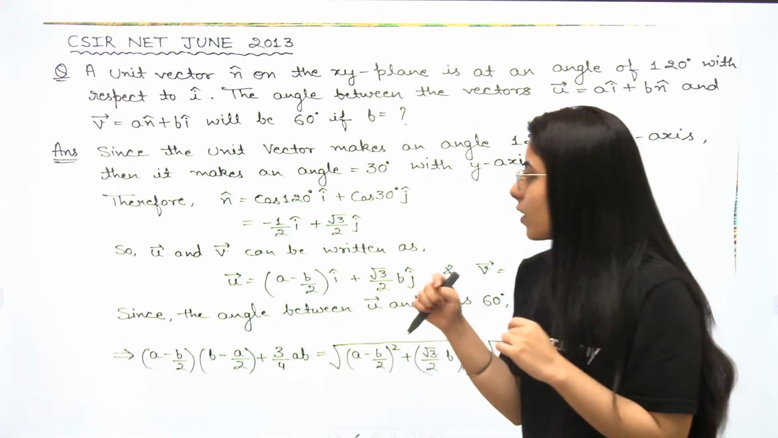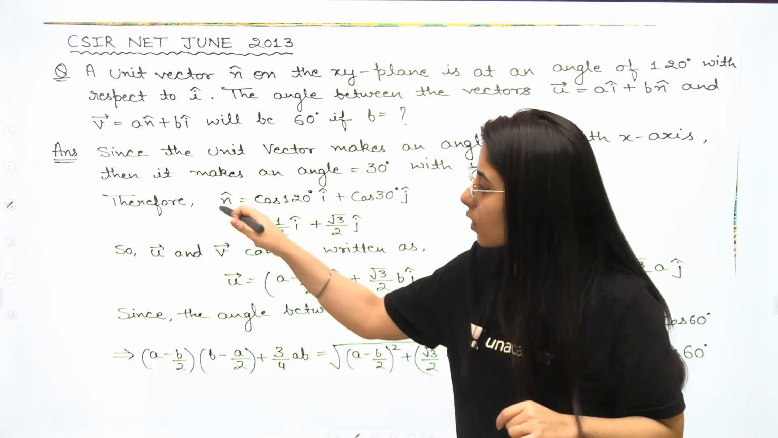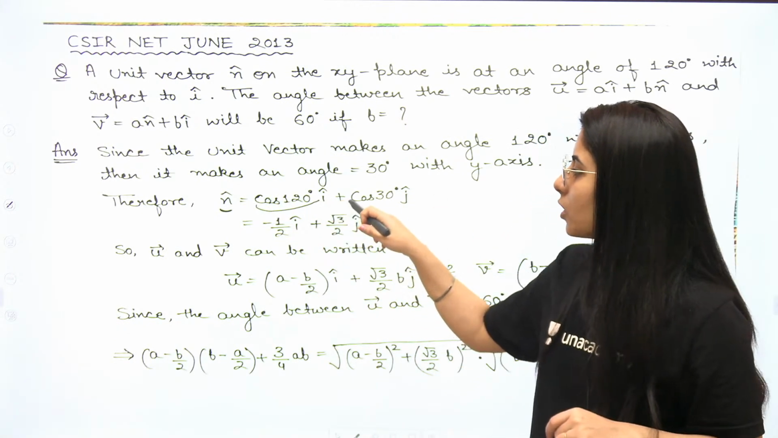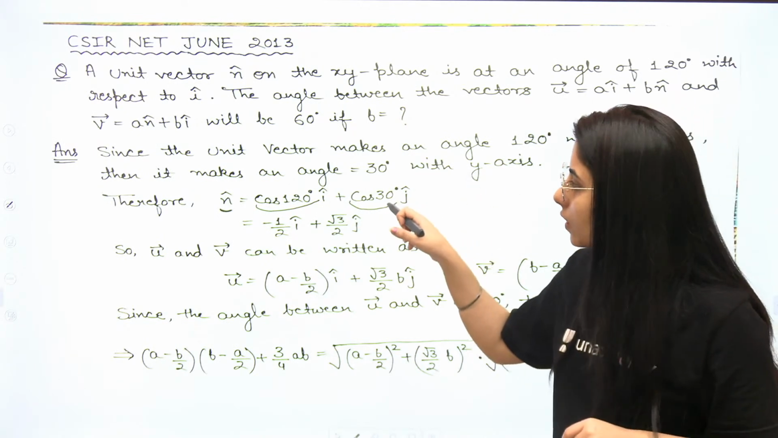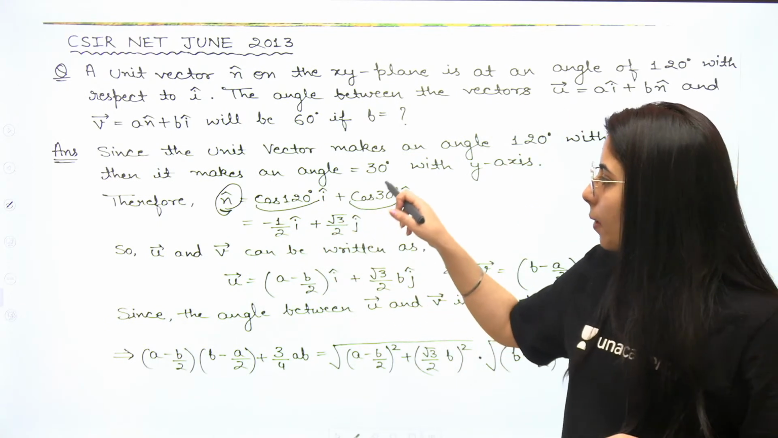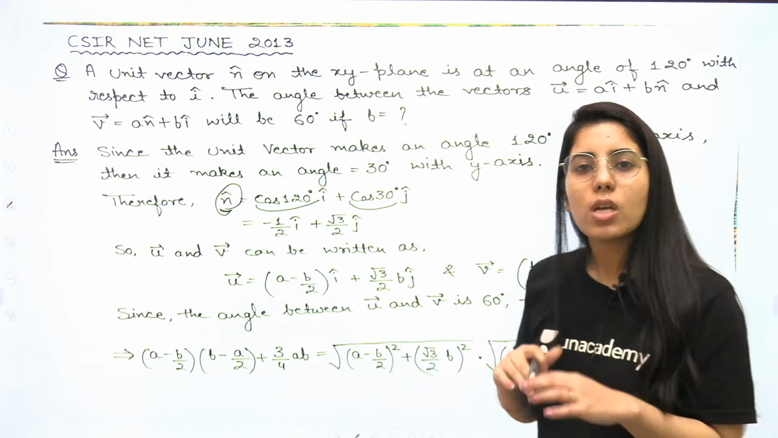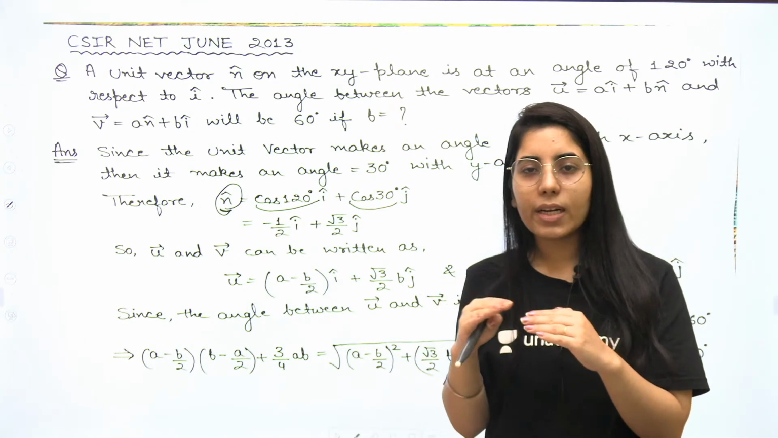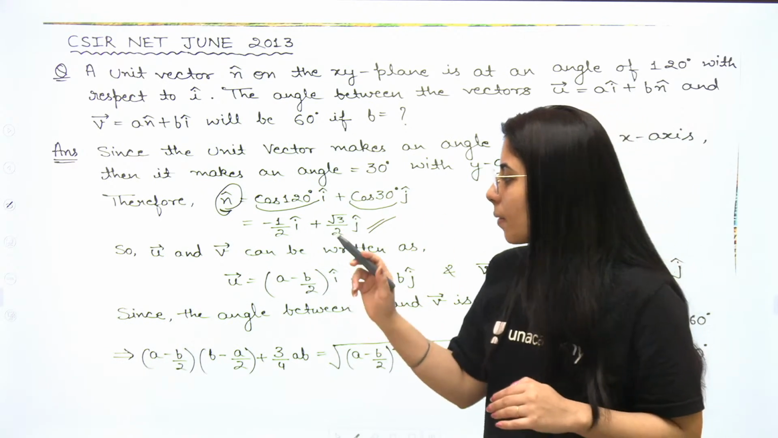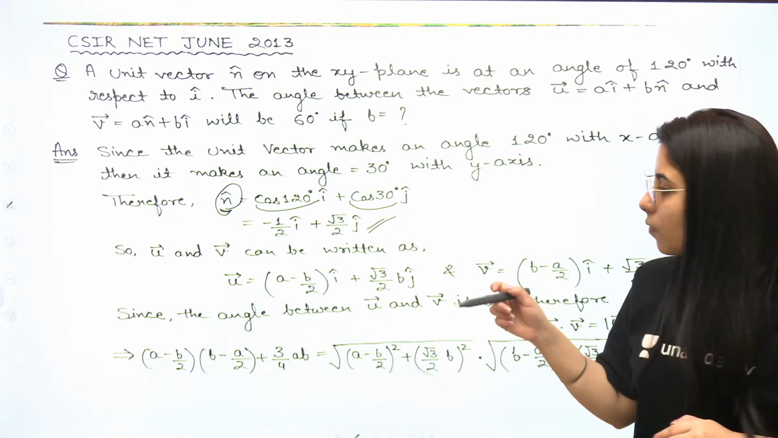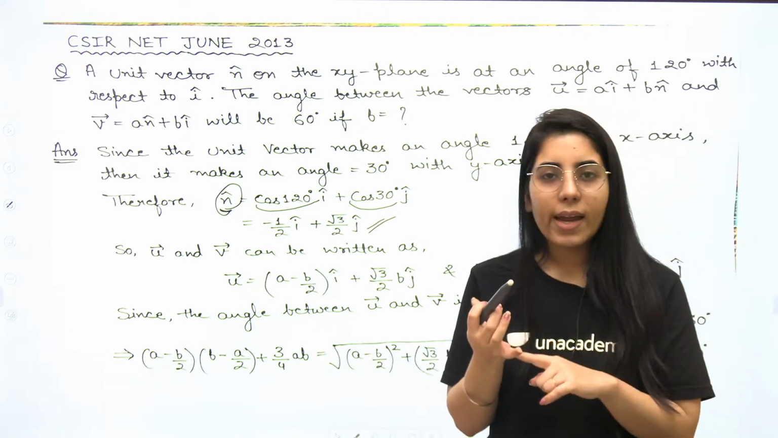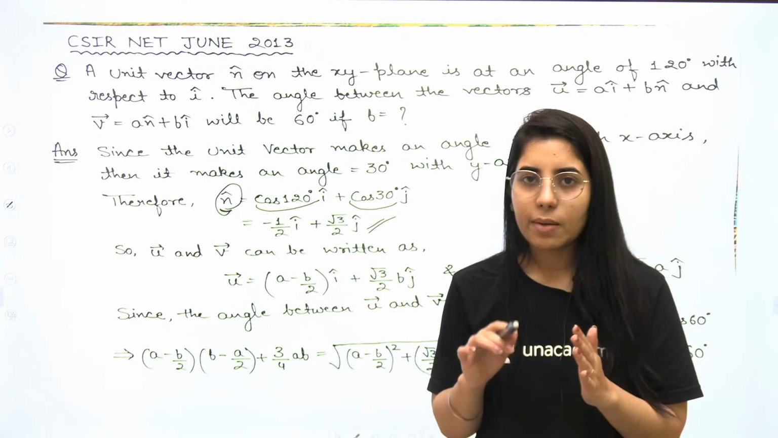Done. So what you are going to get from here is vector n. What angle is it making with the i cap? It's 120 degrees, but with the y direction 30 degrees. So the total unit vector n you can show like this: cos 120 degrees i cap plus cos 30 degrees j cap, because you are considering it along both the x and y axes. After getting the n cap, when you consider the dot product of u and v, you know that the angle between u and v is 60 degrees.